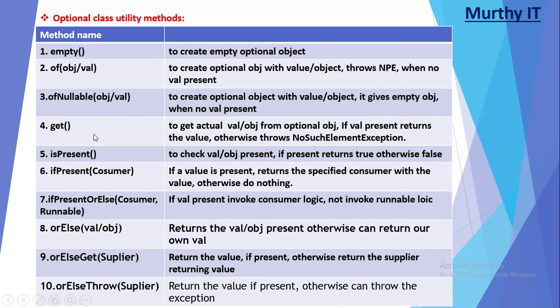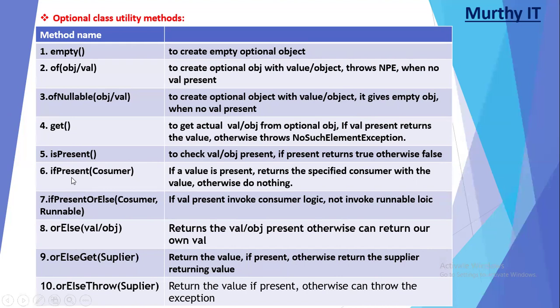The get method is used to get the exact value of the Optional object. We put our value or object in an Optional object, and if you want to get the exact value from it, we use the get method. While getting, if the value is present, we'll get the exact value. If the value is not present, the get method throws the NoSuchElementException. The isPresent method checks whether a value is present or not. If the value is present, it returns true, otherwise it returns false.